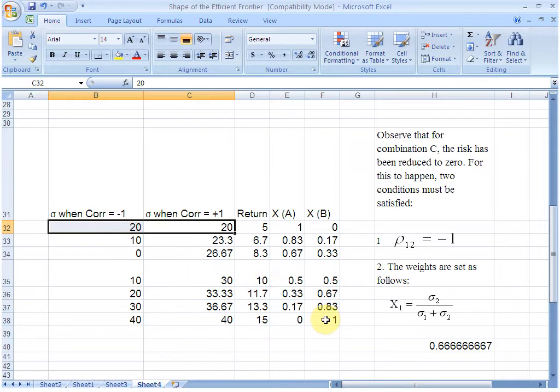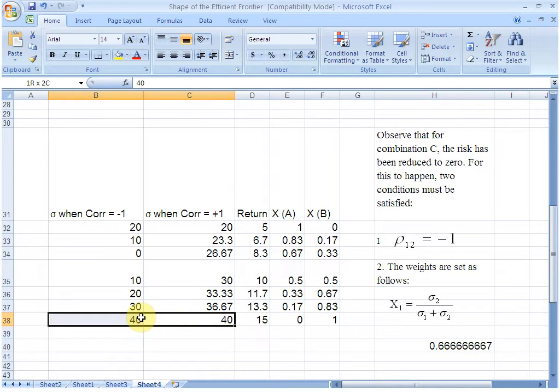The other extreme is to invest your 100% money in asset B. That's why we write a 1 here. The portfolio weight for asset B is 1 here, indicating that the entire money is going to asset B and nothing is invested in asset A. Thereby, what we get is the return offered to us by asset B alone, that is 15%, and with it comes the risk of 40%.